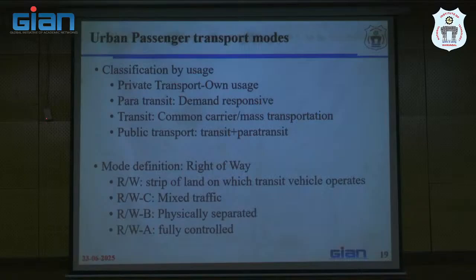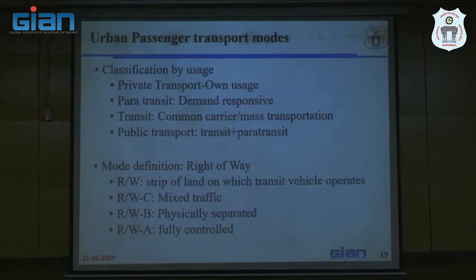So now if you look at the urban passenger transport modes, we have the classification by usage. Private transport is the own usage, the individual category of modes. In paratransit, it is still demand response. That means I can travel by paratransit, like an auto rickshaw, as an individual, but I can also travel together. So maybe a shared system, something like that.